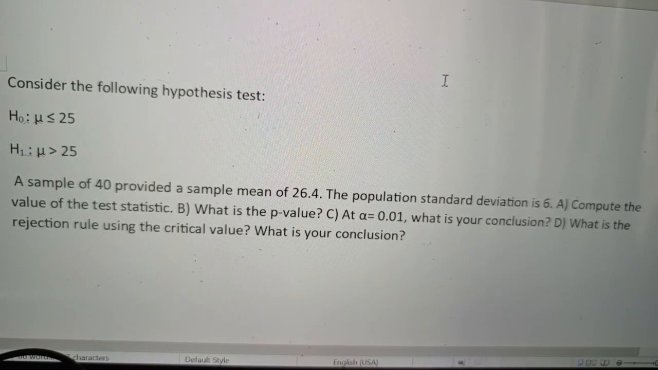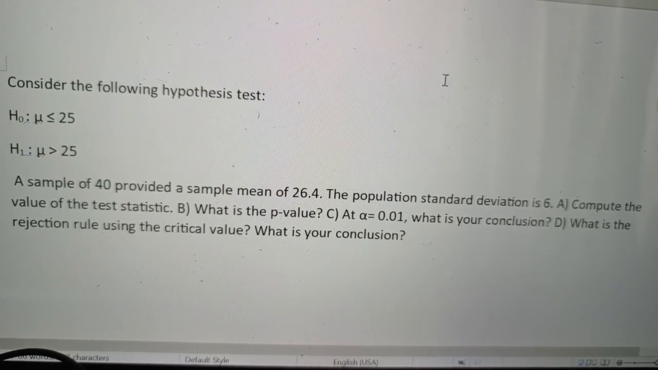So today we have one interesting question under statistics, but specifically hypothesis testing. The question reads: consider the following hypothesis test. The null hypothesis is less than or equal to 25. Then the alternative hypothesis is greater than 25.